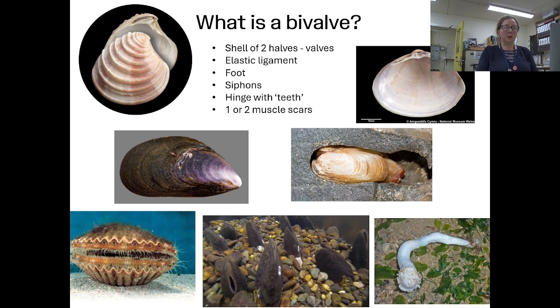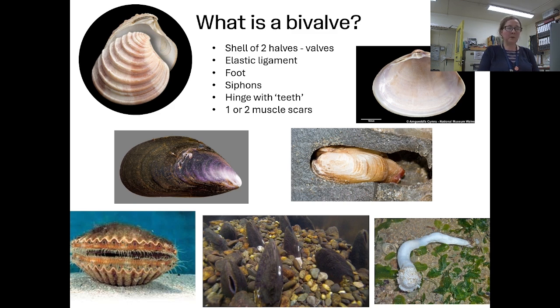So on the hinge line, so again, the 2 shells at the top of the screen, these are the insides of the valves. Right at the very top are various kinds of little shelly protrusions, and those are called teeth. And those are how we actually distinguish various families and superfamilies.